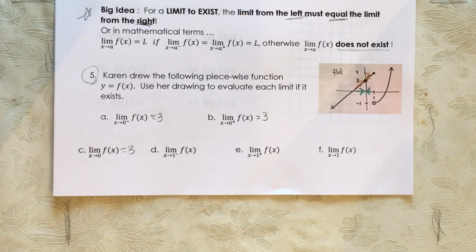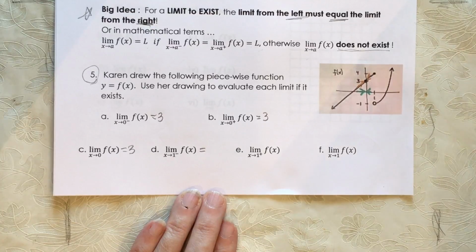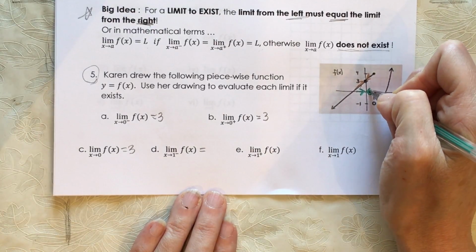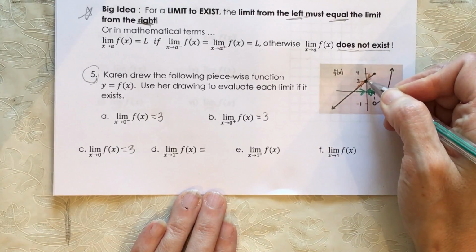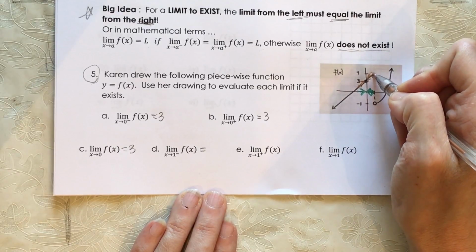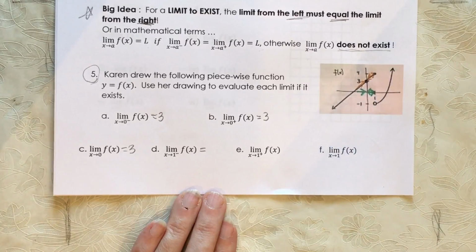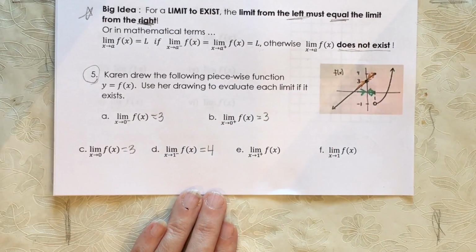Question D, the limit as x approaches 1 from the left of this function. So positive 1 from the left. It's going to be hard for me to draw that in here, but we're approaching 1 from the left. So we'd still be on this branch of the function, but we'd be approaching this value up here. As x was closing in on 1, our function's closing in on 4, Karen's function.